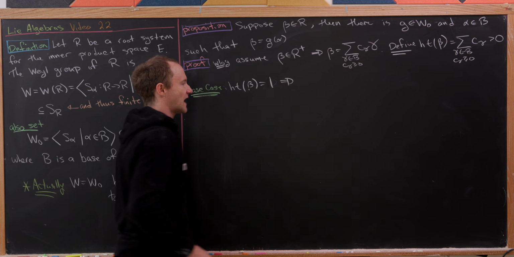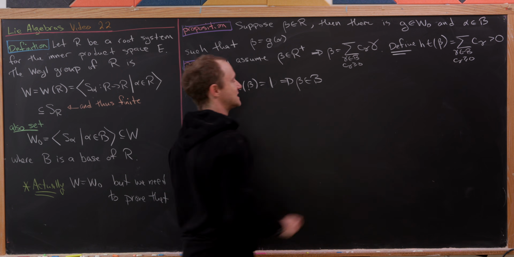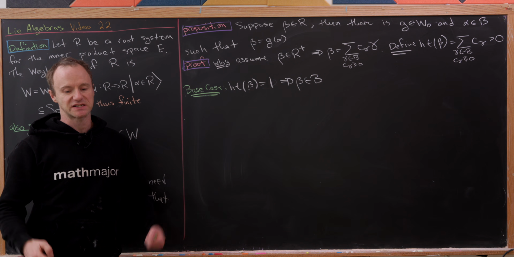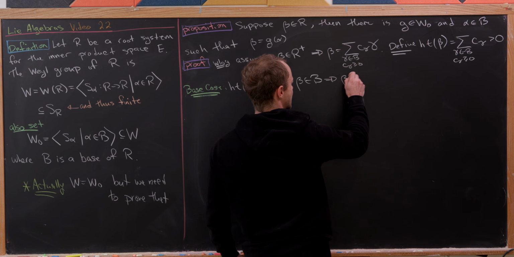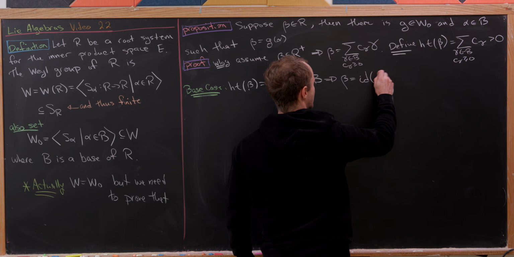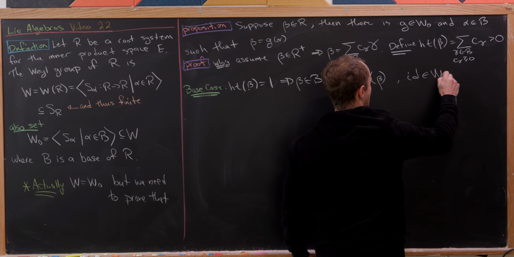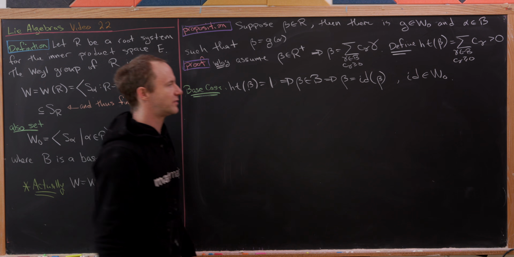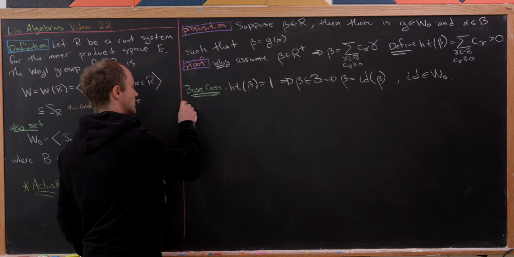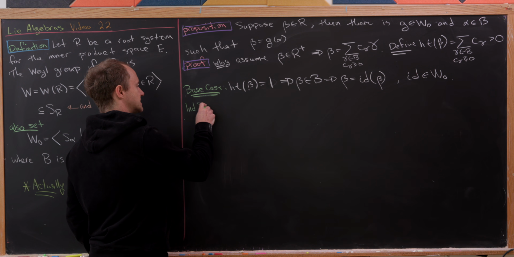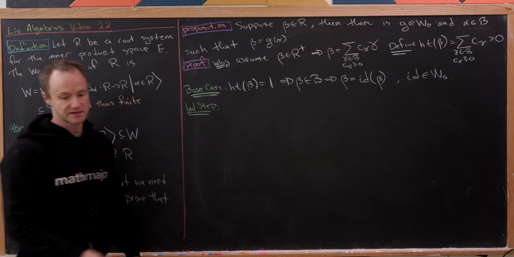But notice that the height of beta equals 1 means that beta is an element of B, an element of the base for this root system. But then we can write beta as simply the identity applied to beta. But the identity is most definitely an element of this subgroup of the Weyl group W0, like we talked about before. Okay, so now let's make our inductive step, which of course has to start with our induction hypothesis.